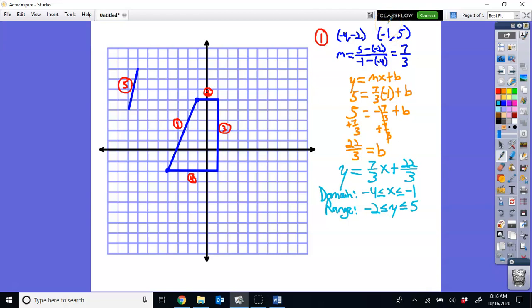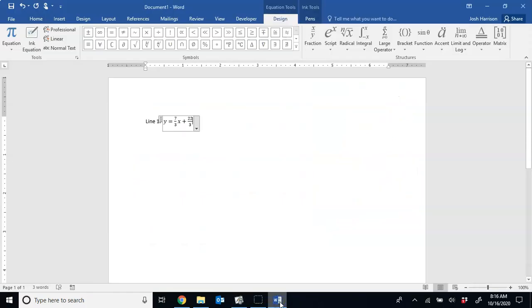If you are the type of person who does want to make it neat and you want to type it up, you can come back over here to your equation where you've got this and you can skip a few spaces maybe and hit domain. And then you can go -4. Then there's a less than or equal to up here at the top of the screen. x less than or equal to -1.